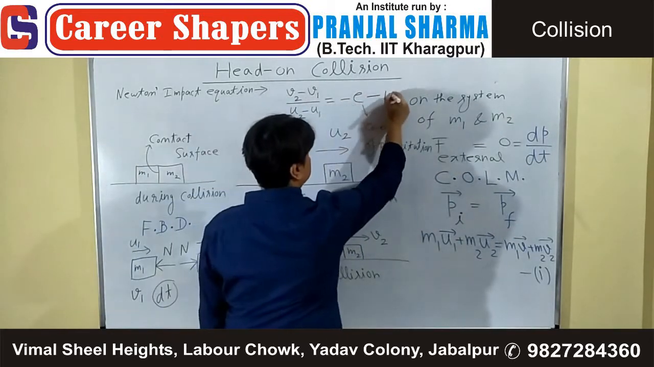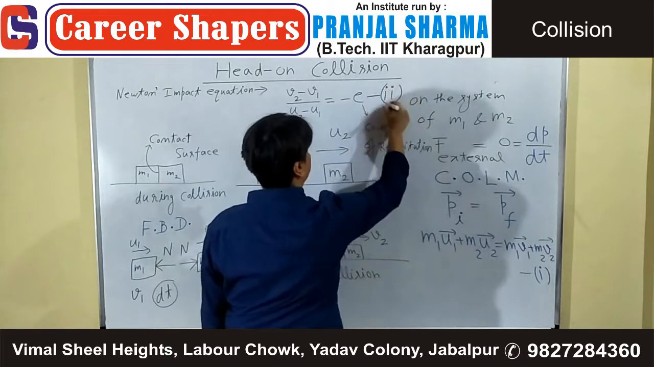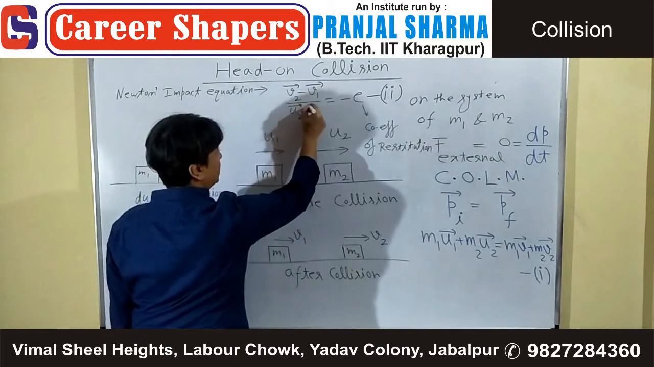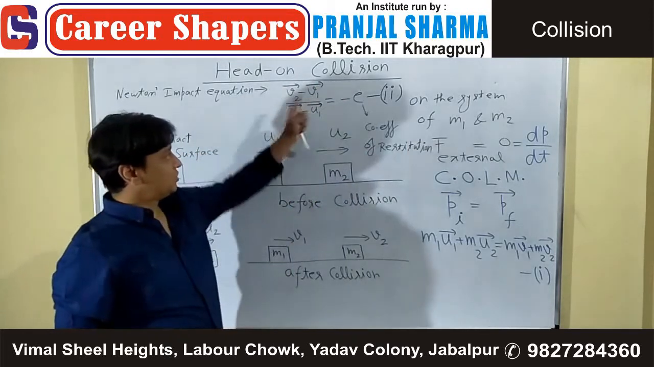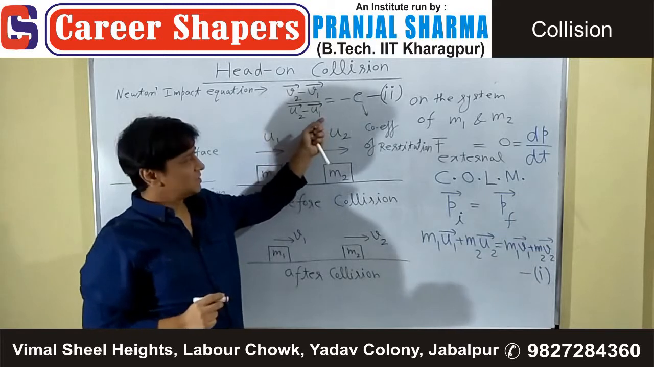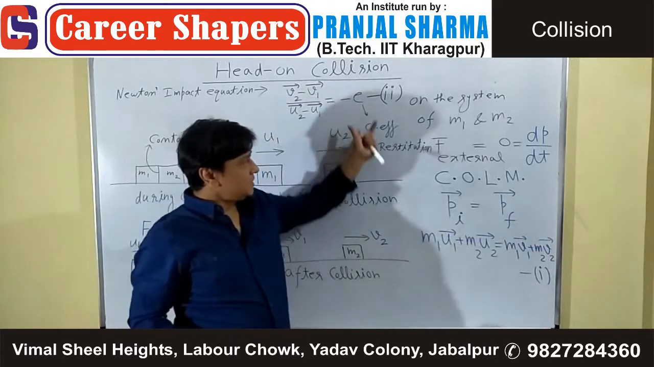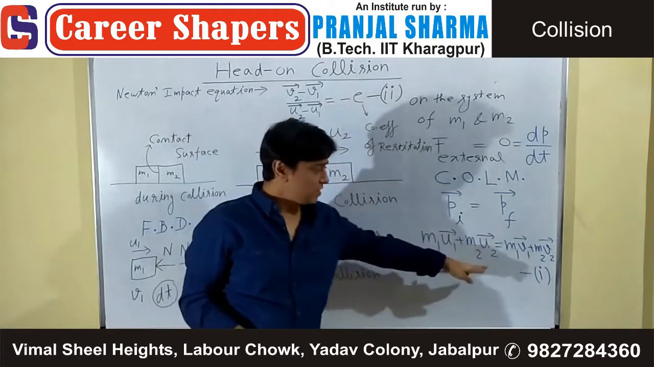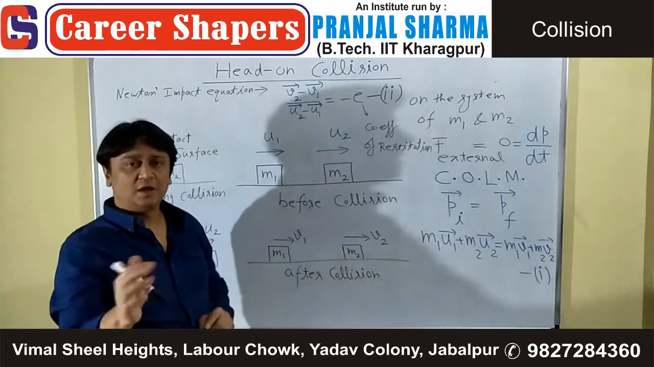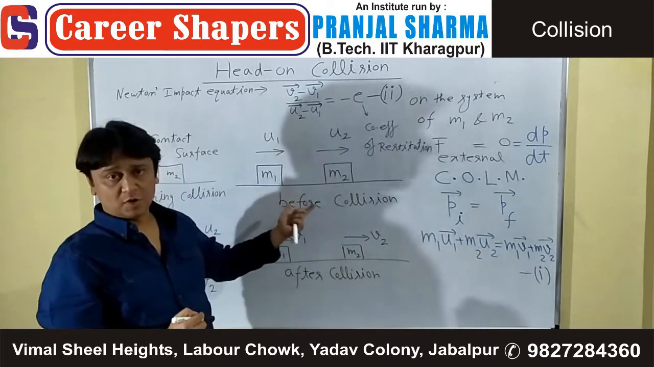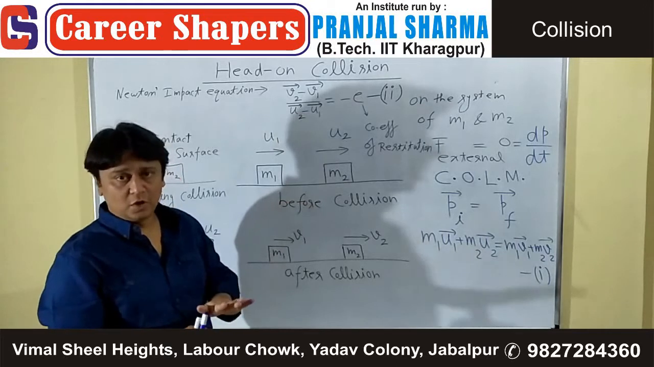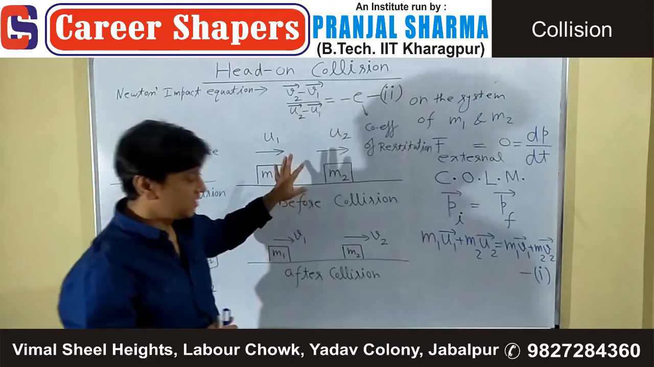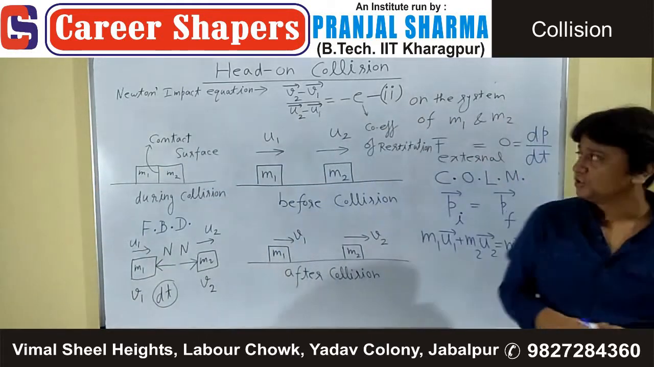Write down this second equation, and before that look here, again we are dealing with vector quantities. V2, V1, U2, U1 are all vectors. E, the coefficient of restitution, has given us the second equation. Now there are two unknowns, V1 and V2, and we have got two equations. Any question of head-on collision can be solved with the help of these two equations.